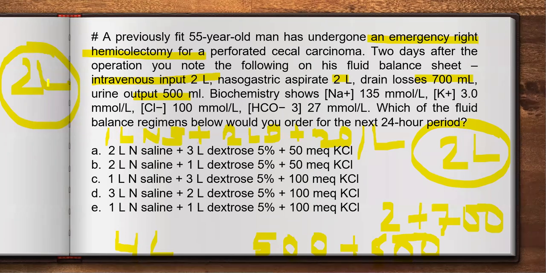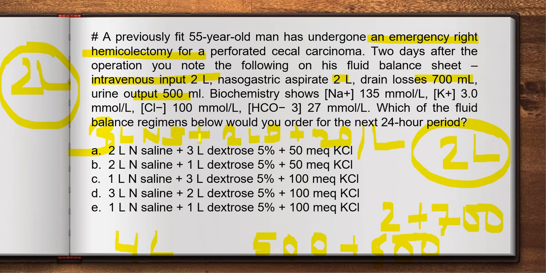Our patient has 2 liter deficit. And our patient obviously will get this maintenance fluid, but he will need this extra 2 liter. How you are going to give this extra 2 liter? You're going to give it by normal saline. So add this 2 with the 1, so it becomes 3 liter. So now you're going to give 3 liter normal saline, 2 liter dextrose.